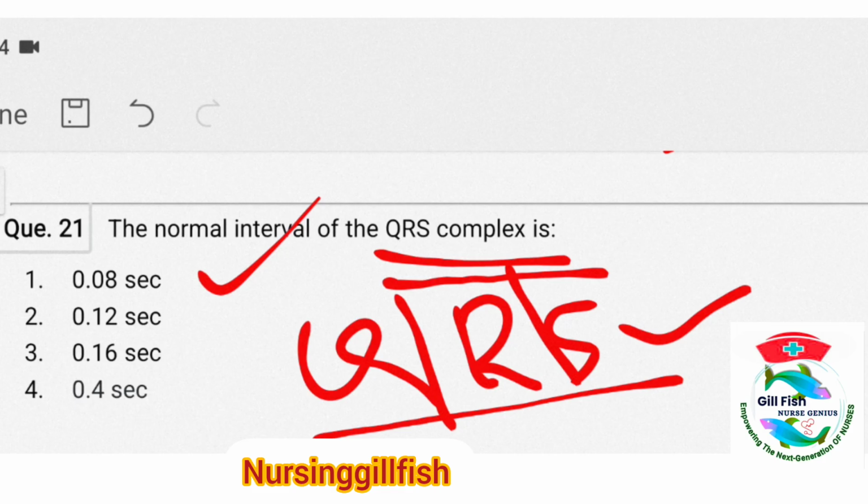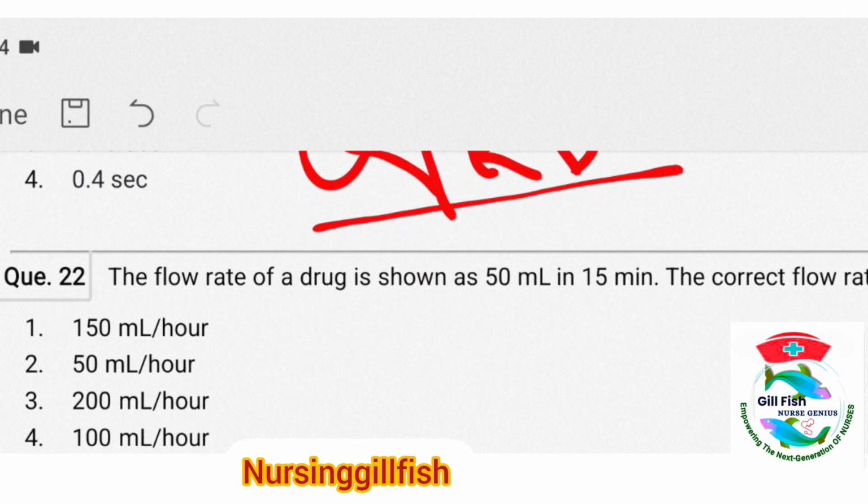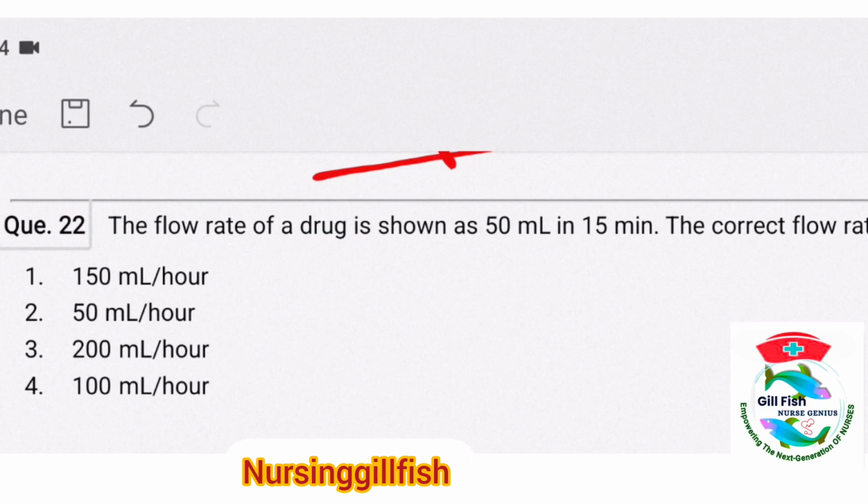Next, move on to another question, question number 22. The flow rate of a drug is shown as 50 ml in 15 minutes. The correct flow rate of this drug is what? Option 1, 150 ml per hour. Option 2, 50 ml per hour. Option 3, 200 ml per hour. Option 4, 100 ml per hour.